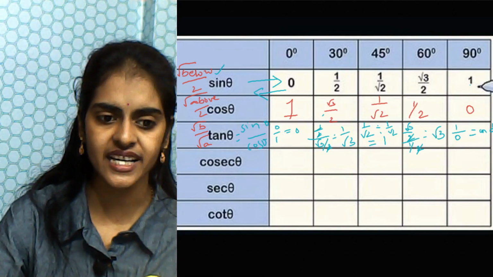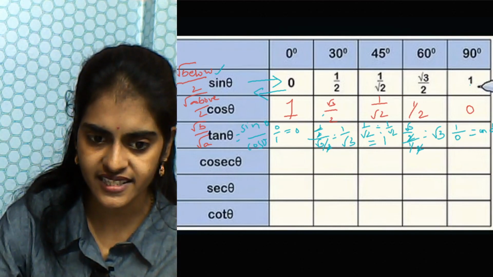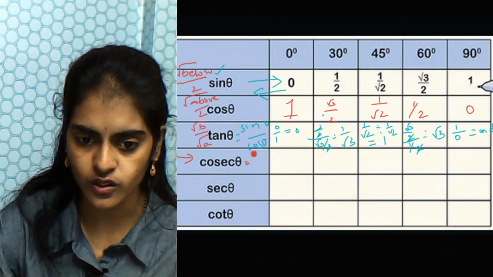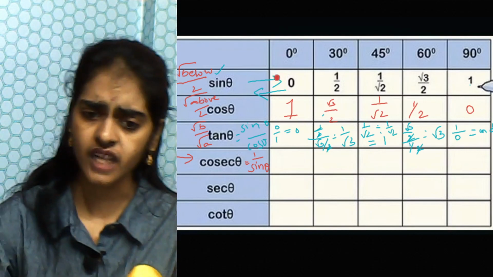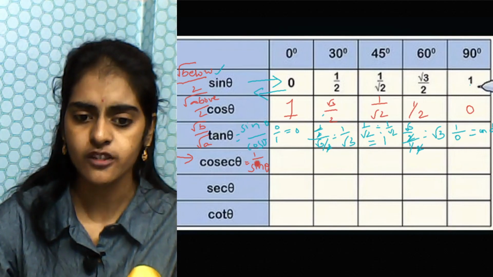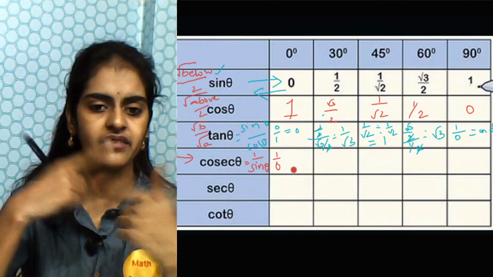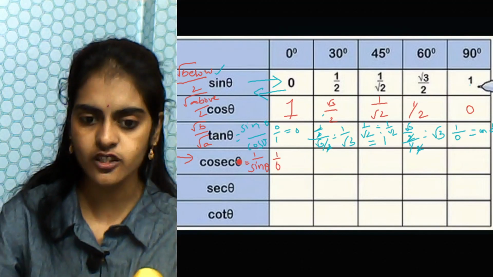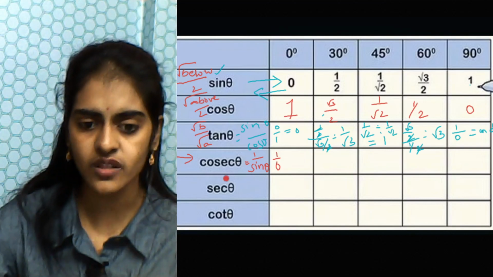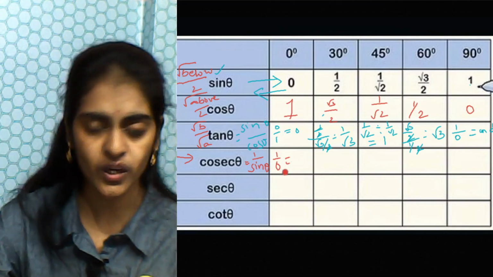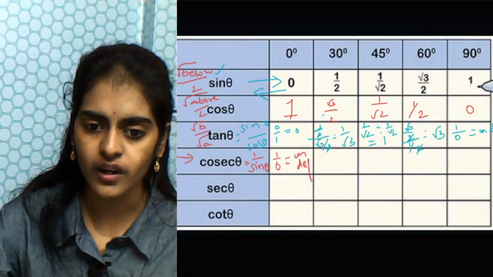Now what about cosecant? We have learned that cosecant is the reciprocal of sine. So I can write cosecant as 1 by sine theta. Isn't it? So just see, sine 0 is 0. So cosecant 0 is 1 by sine 0, that means this is 1 by 0. If you know sine values, cosecant is nothing but the reciprocal of sine. So cosecant 0 will be 1 by 0, and just now I told you it is undefined.